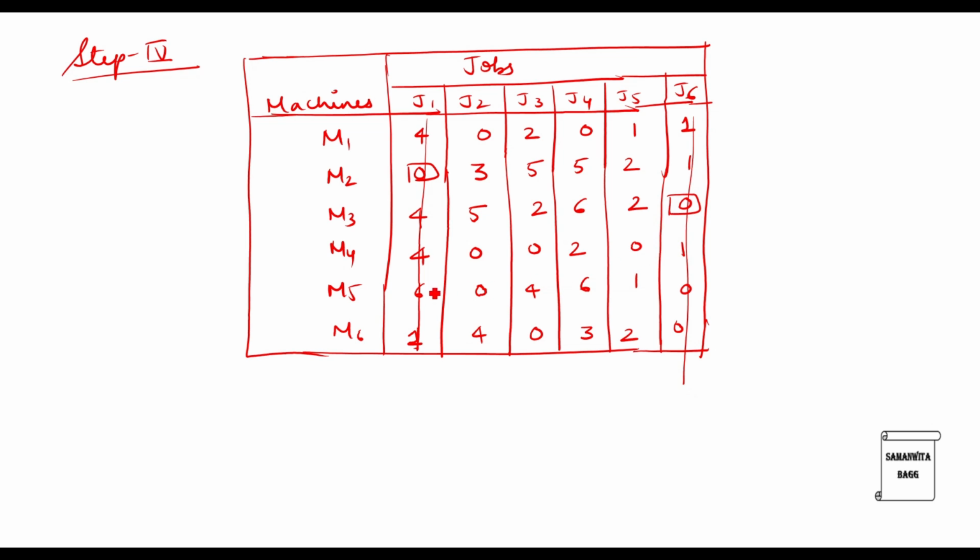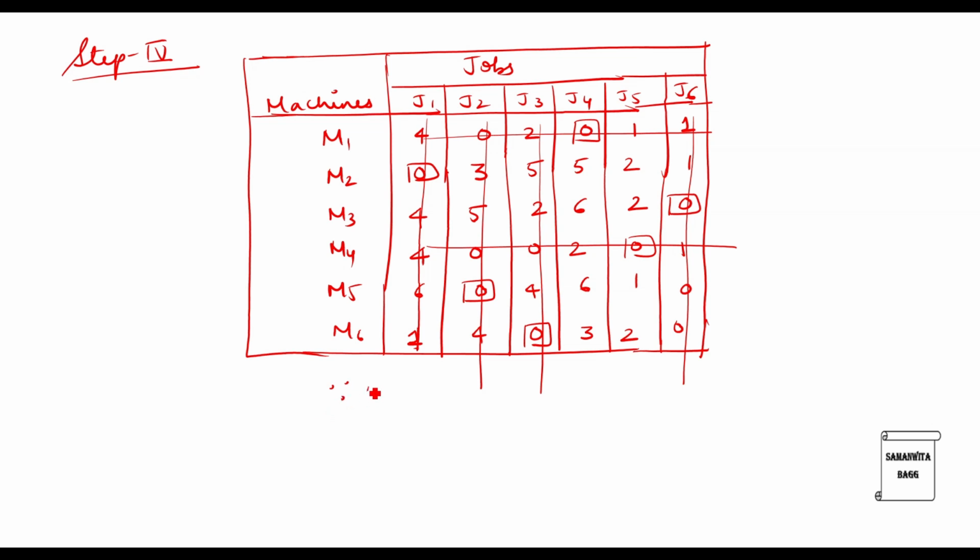Fourth row 3 zeros, skip. Fifth row only 1 zero, allocate, cancel out the corresponding column. Sixth row only 1 zero, cancel out the corresponding column. Now we'll go for column scanning. In this column 4 there is only 1 zero, allocate, cancel. In the fifth one only 1 zero, allocate and cancel out the corresponding row. So now we will see there are 6 allocations.